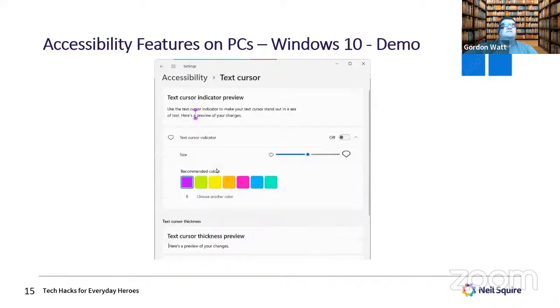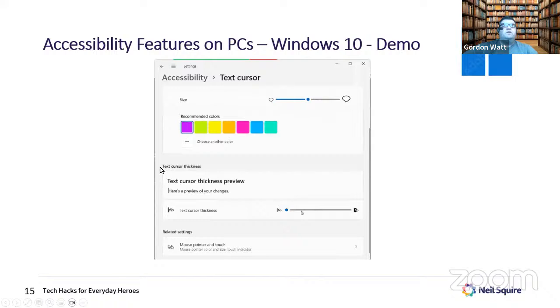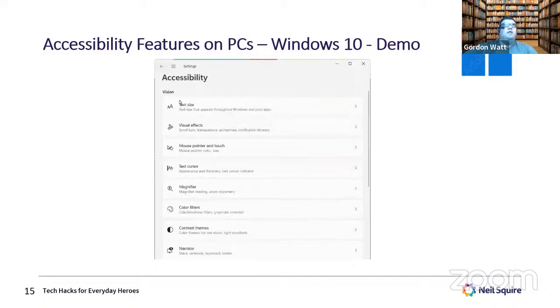The next one we've got here is text cursor. If you're working on, say, Word or some other word processor, you've got the ability to change the text cursor so that it can stand out against the background of the text to make it easier to find. You can also make the cursor a little bit thicker as well when you're working your way through it here.